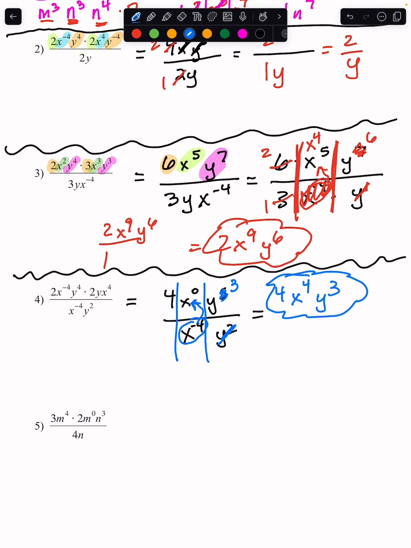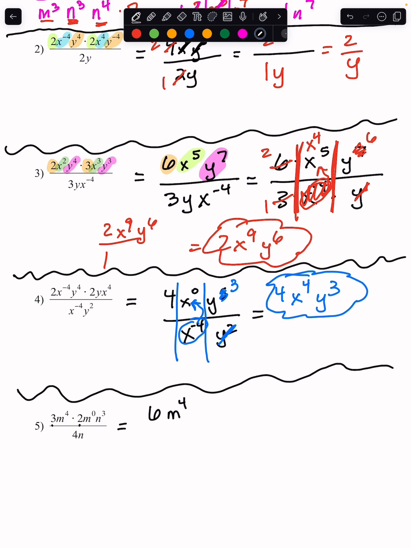Okay. Last one for this video. All right. Let's do one more. Last one. Again, if I'm going fast, you can slow it down and go back and rewatch. 3 times 2, 6 on the top. M to the 4 times n to the 0 is m to the 4. And then I still have an n cubed up there. That doesn't go anywhere. That just kind of hangs out.